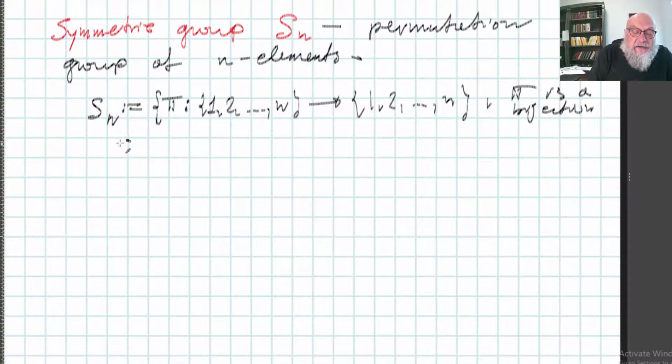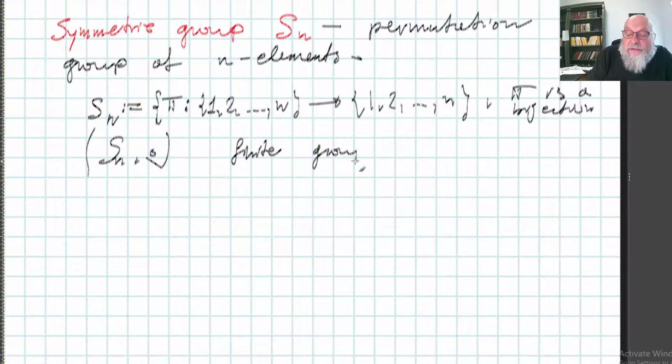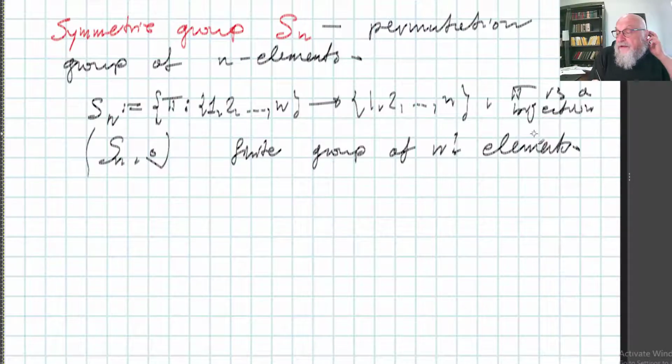So of course, if you take the set and you use here on Sn the composition of these bijections, this will easily be a finite group of n factorial elements. So this is a group of n factorial elements. So it is clearly, let's say, if you think about it, there are some special permutations. So maybe let me point out the so-called transpositions. So put it like this: pi belonging to Sn is a transposition.